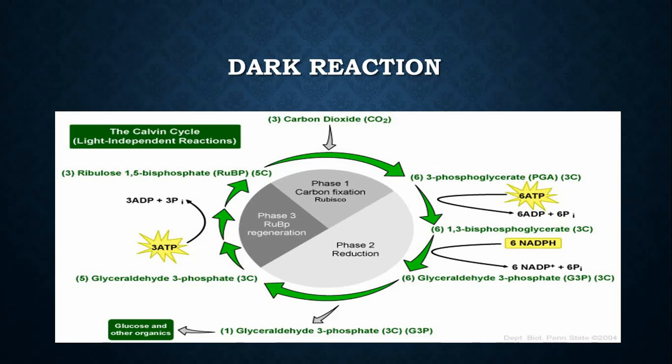These 6 carbon compounds are reduced into 3 carbon compounds, which also uses energy. These 3 carbon compounds split again into 3 carbon compounds. 3 carbon compounds are used to manufacture glucose, and then again 3 carbon compounds enter the cycle and link with the original 5 carbon.